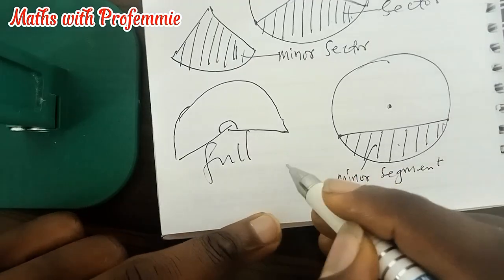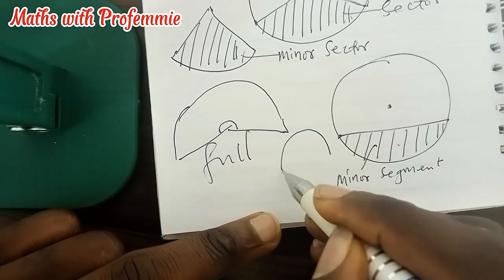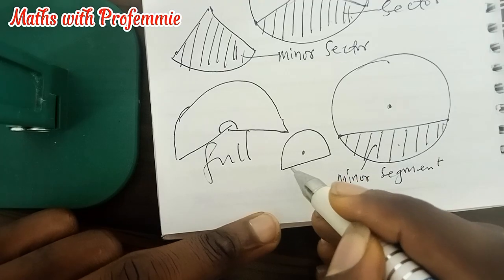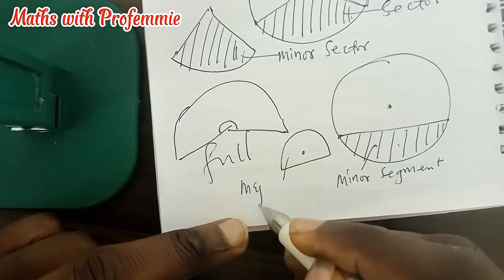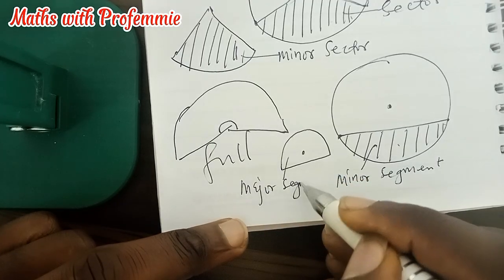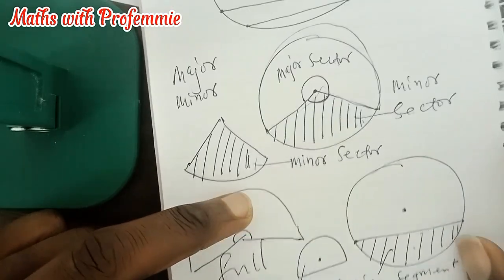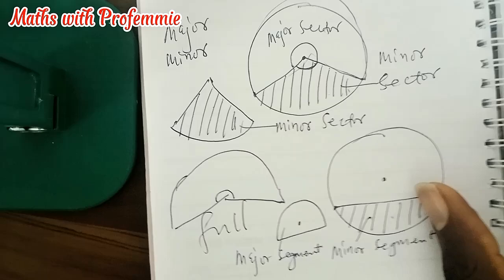Then this other part, let me draw the shape, something like this. We call this the major segment. The major segment.